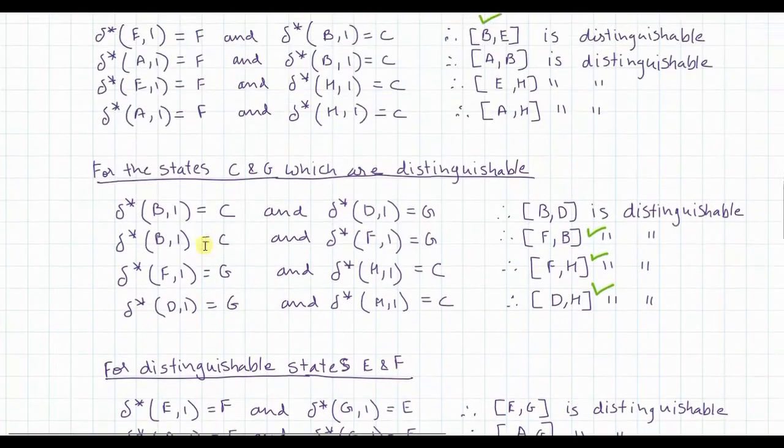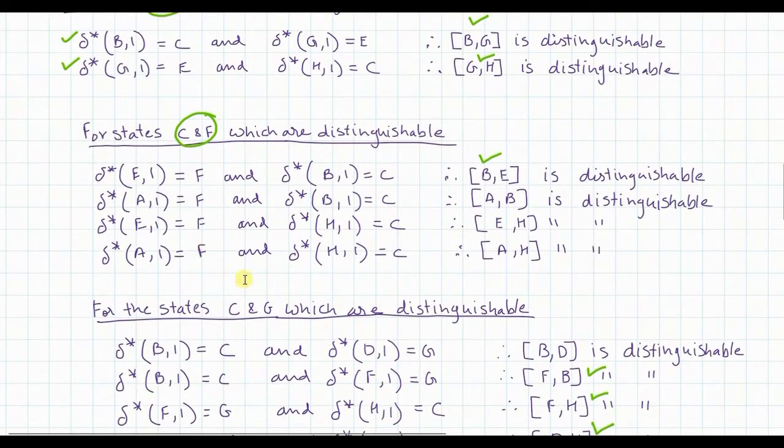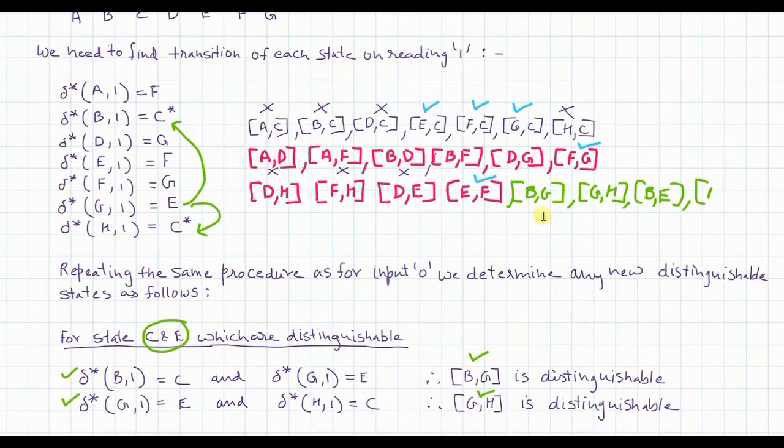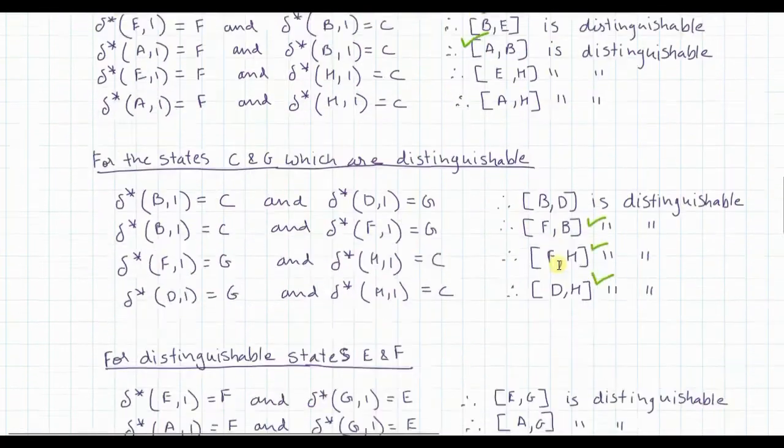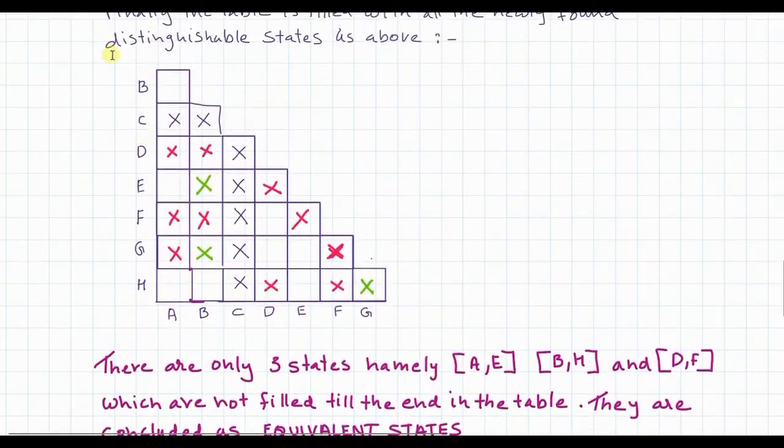So next, in a similar manner, for C and F I get another state which is distinguishable. That is, A on 1 gives you F, B on 1 gives you C. That's why A comma B is distinguishable. I will be adding A comma B here, and I will also mark A comma B in the table. Now A comma B we will not get. Let's see, B comma A is possible. So this is B comma A, that cell. So this cell B comma A will be marked with X.